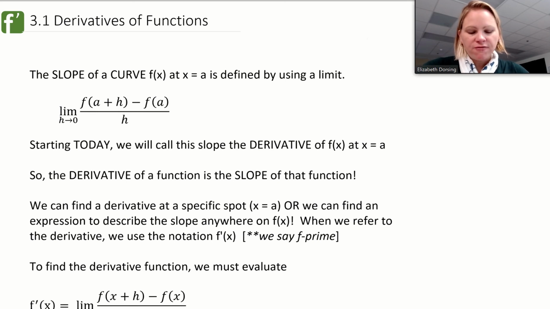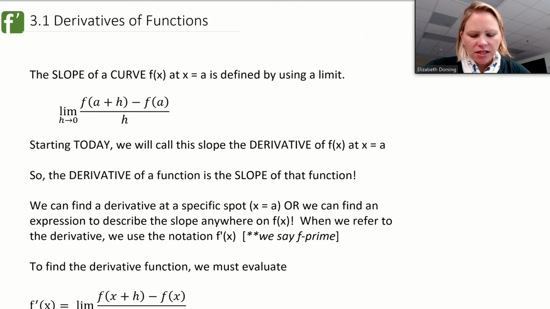So we can find a derivative at a specific spot, or we can find an expression that describes the derivative anywhere along the curve. So we want to understand what we're looking for and what the problem's asking us, because sometimes we want it at one location, in which case our answer will be a numerical value. Sometimes we want that equation that describes the derivative anywhere along the curve, so we can pick a location and it'll work no matter where we are.